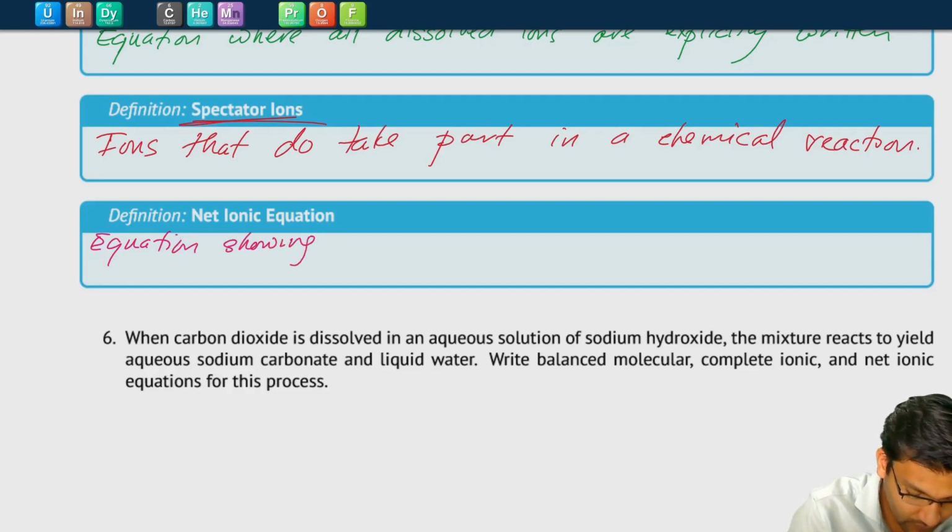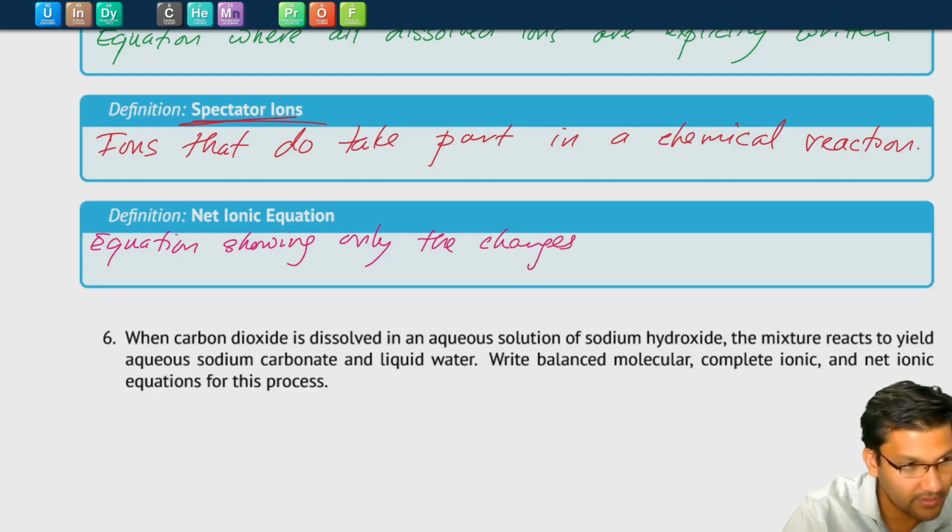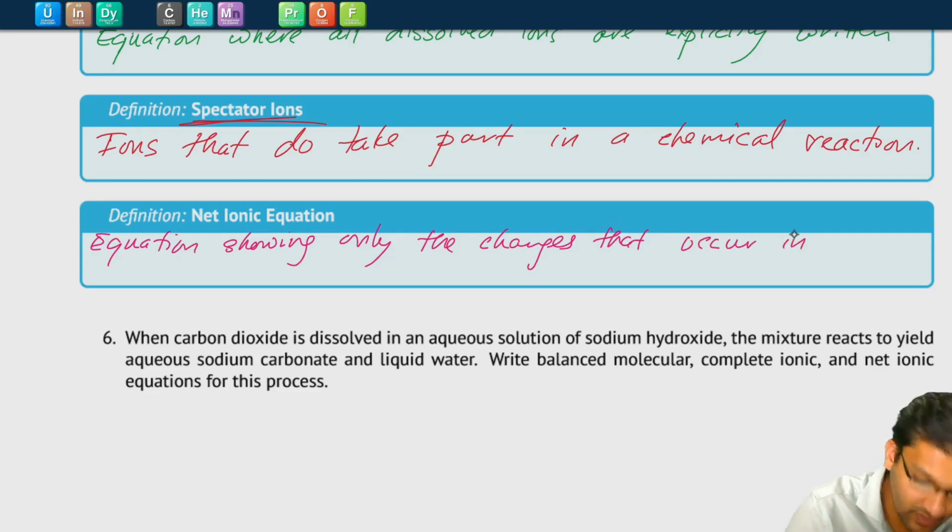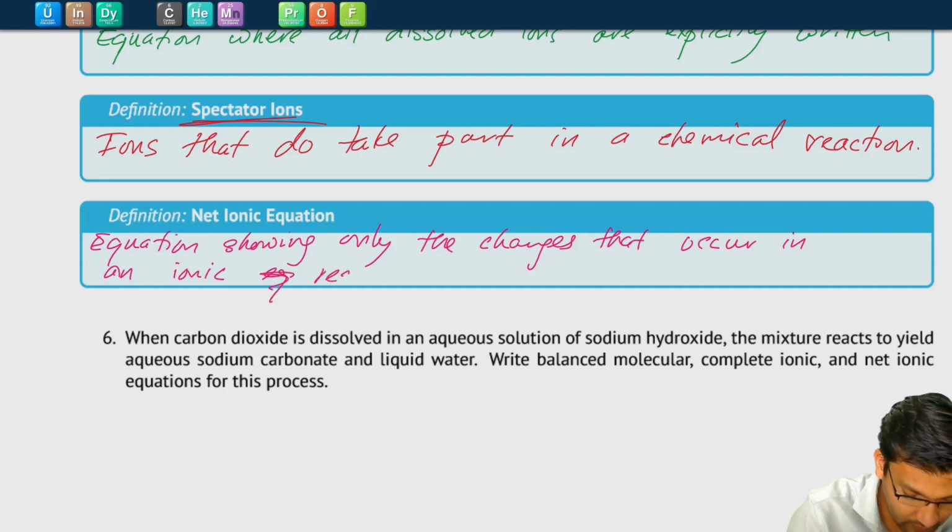showing only the changes that occur in an ionic equation reaction.